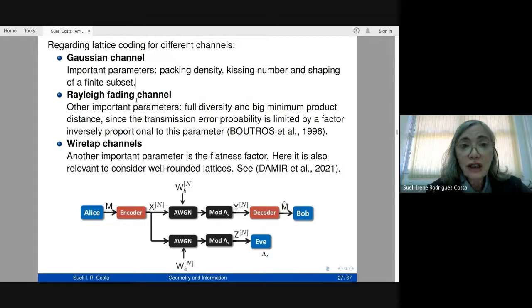Rayleigh fading channel. Here we require full diversity and big minimum product distance, since their probability is limited by a factor inversely proportional to this parameter, right? So, okay.